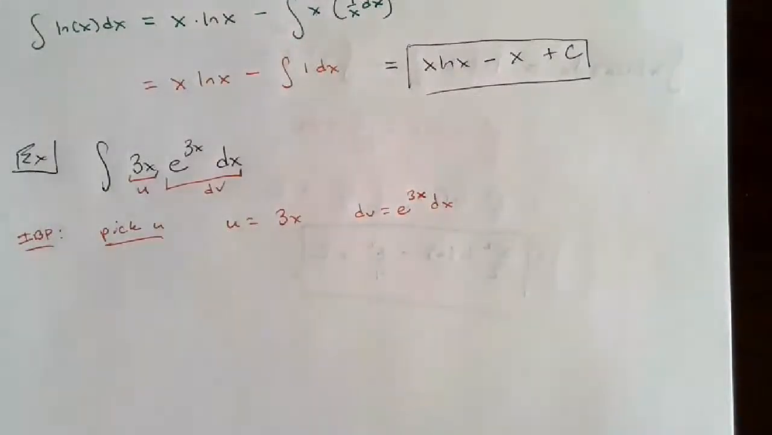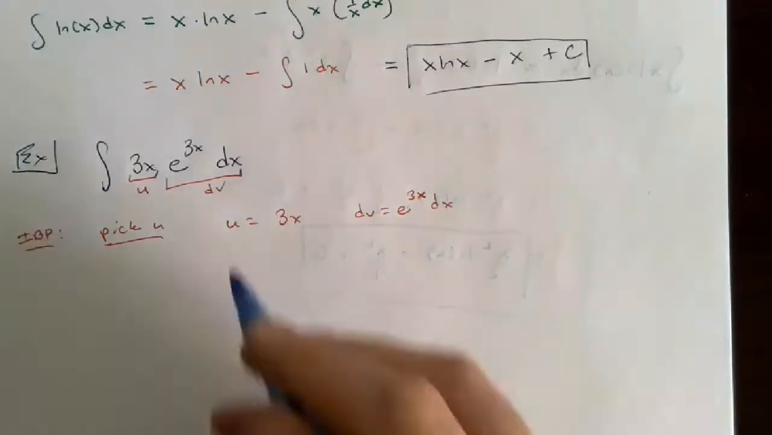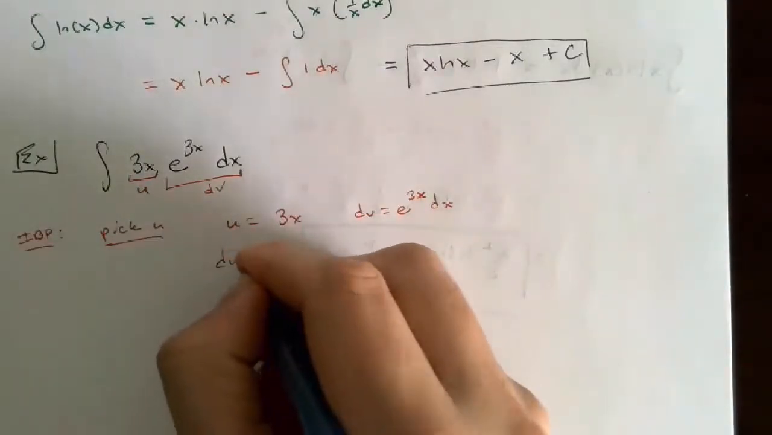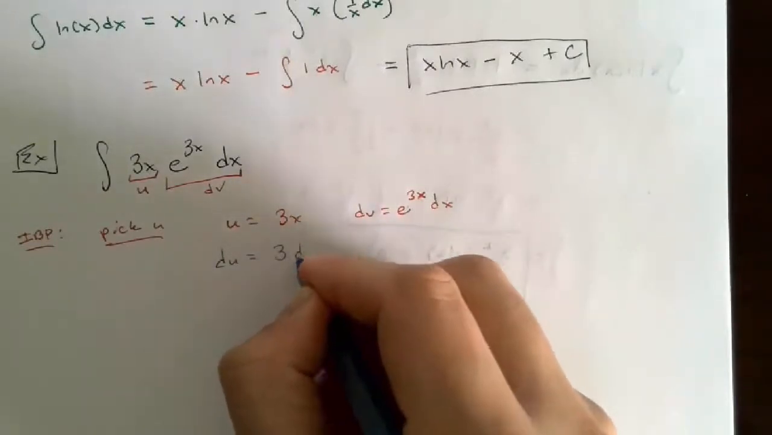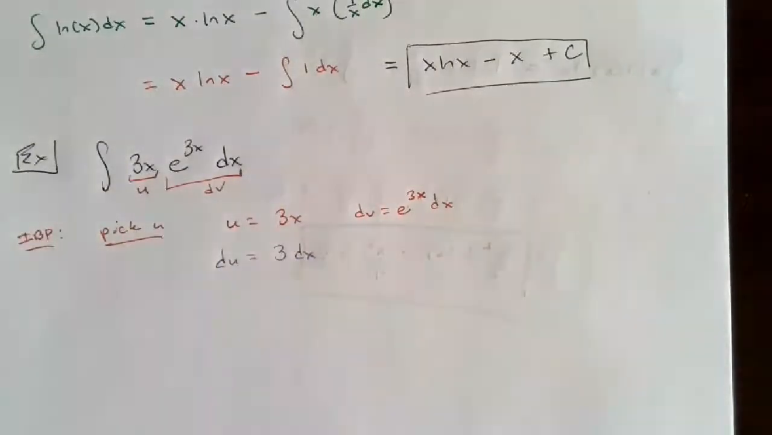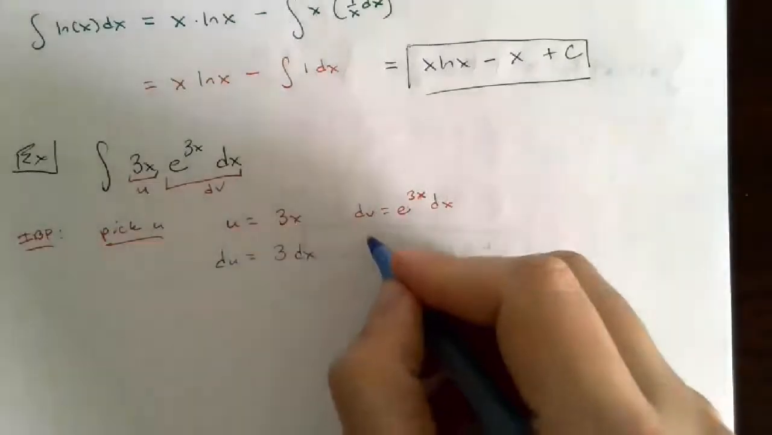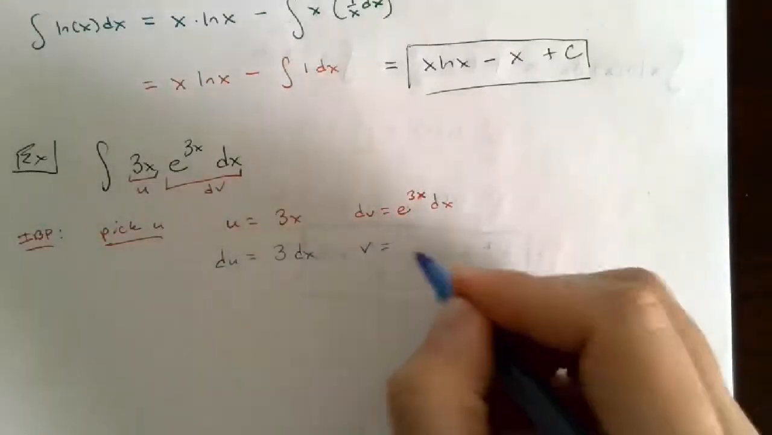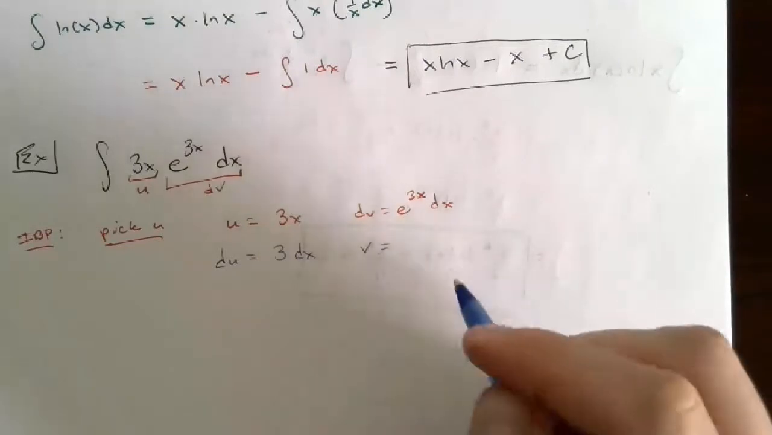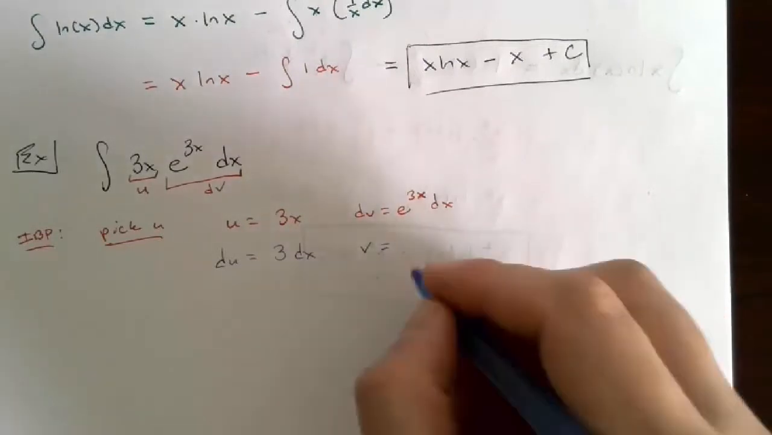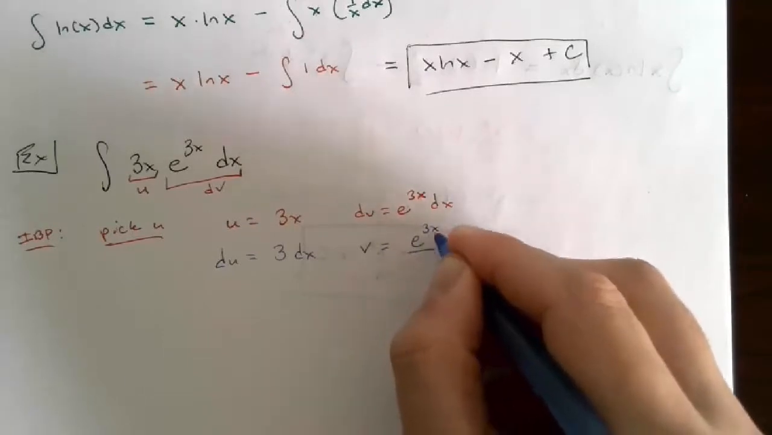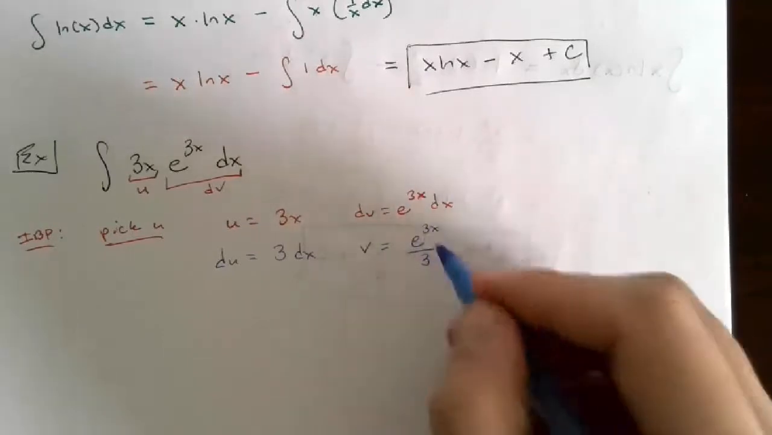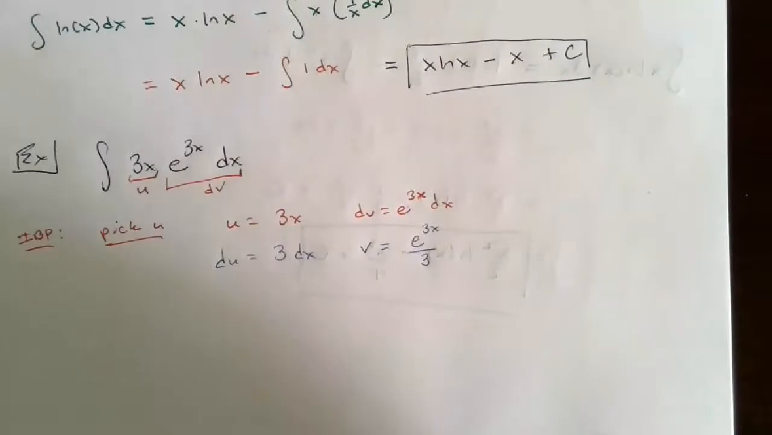Now once you've done that, remember what we're doing. We take the derivative of u to get du, and the derivative of u, the derivative of 3x, is going to be 3 dx. And we've got dv, so we want to try to find v from there, so we integrate this. The integral of e to the 3x dx, remember how this works. The integral for e to the 3x will be e to the 3x over whatever was in front of x, so over 3, whatever that constant was in front of x.